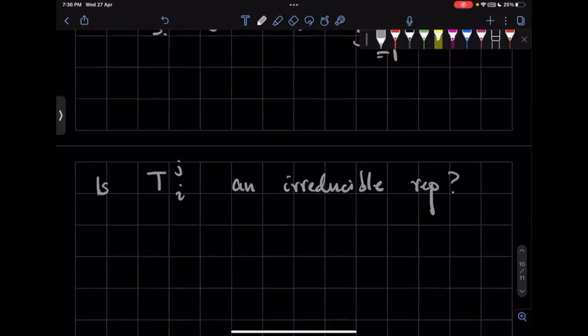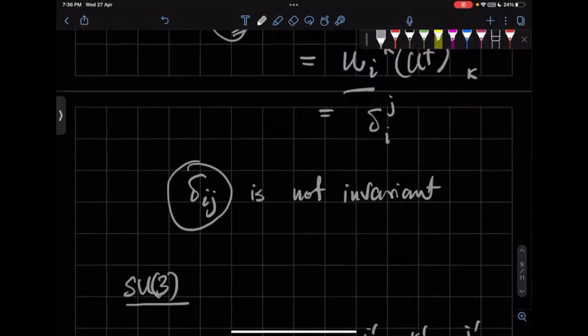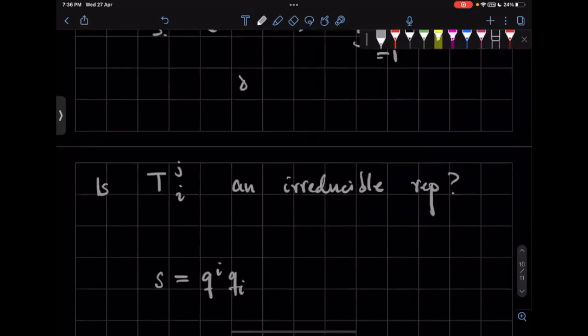Let me give you a hint. We saw that Q_i Q^i was irreducible, was a scalar, and therefore it's one-dimensional, so of course it's irreducible. Can we do something similar here? Can we use one of these tensors here? Can we use, say, delta or epsilon to do something to it that will extract a scalar out of this guy?